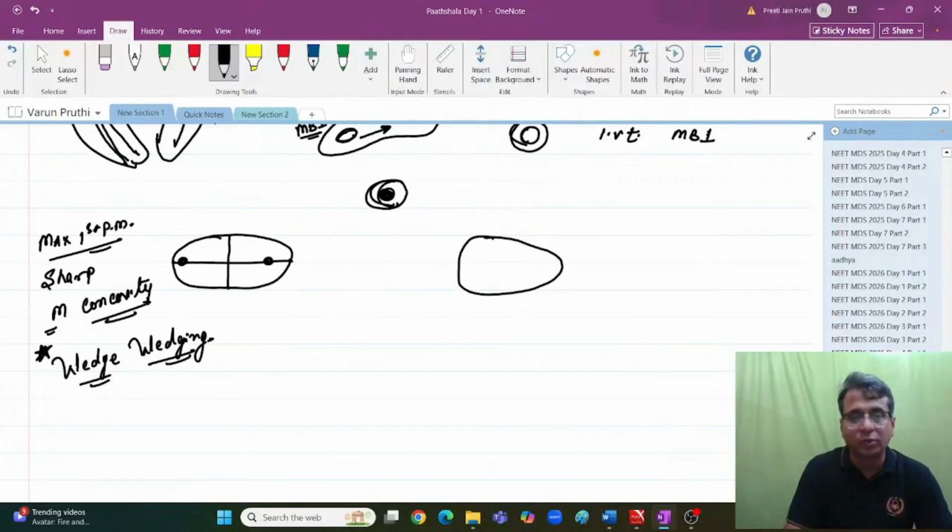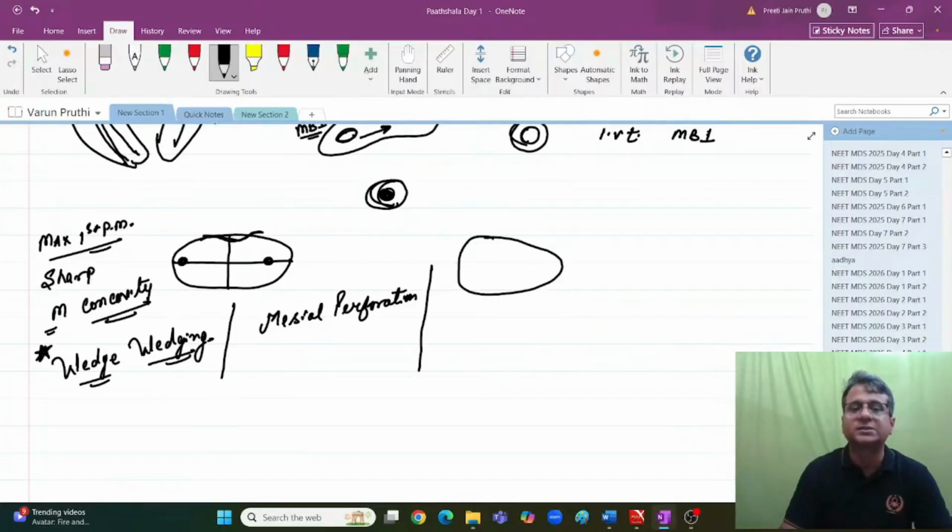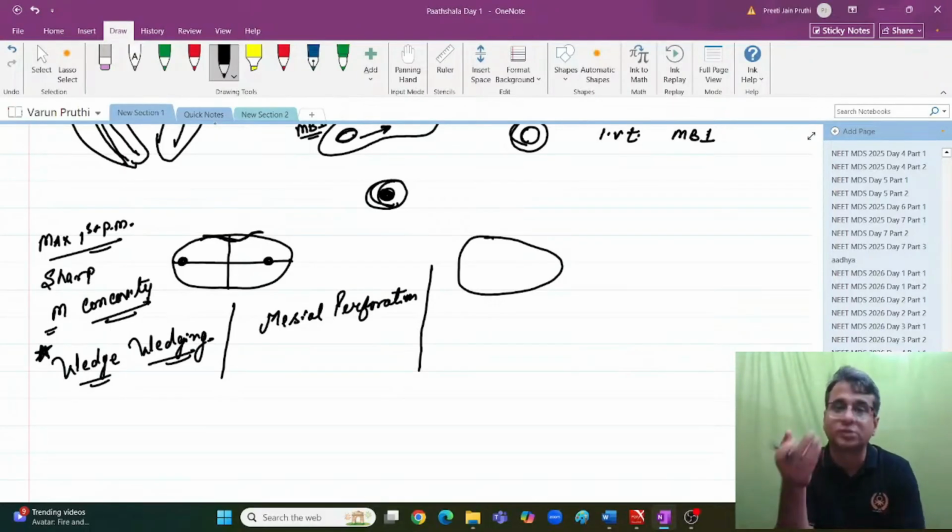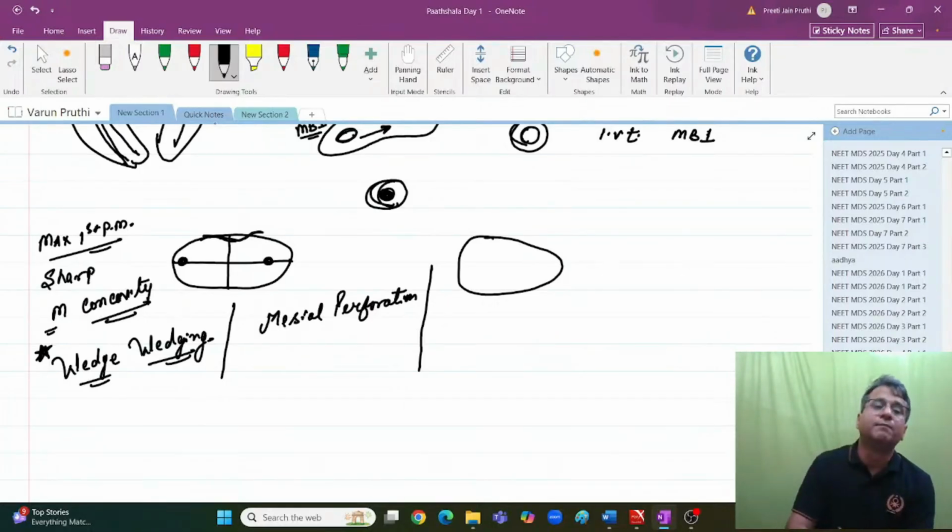Then due to the sharp mesial concavity, there are chances of mesial perforation. The chances of mesial or distal perforation are highest in the mandibular incisor first. After the mandibular incisor, if we remove the mandibular incisors, in which other tooth is the chance of mesial or proximal perforation high? Then the maxillary first premolar.